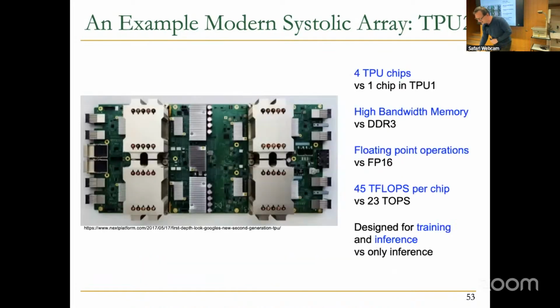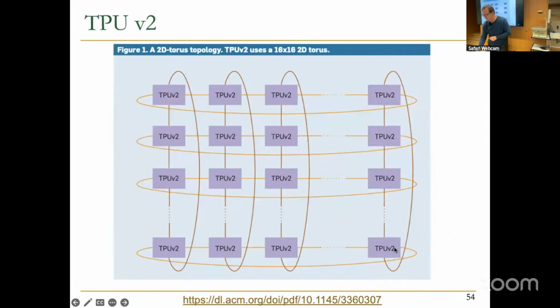But later, Google improved this. For example, they added more TPU chips. Today, actually, it's much bigger. They changed DDR3. Basically, weight fetching was too slow with DDR3, so they added high bandwidth memory. They added more floating point operations. They increased essentially a lot of things. And they designed for training and inference versus only inference. So this was version 2. Today, we're at version 6, I think.